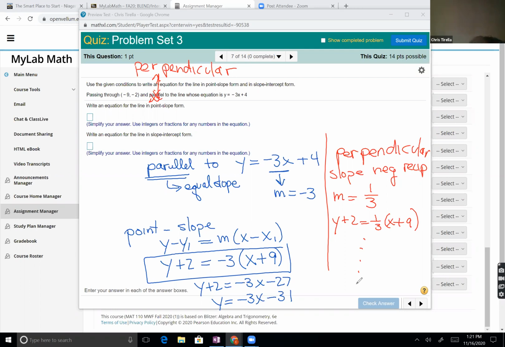Is everybody comfortable with both finding a parallel line and also a perpendicular? Again, on the test, these questions are kind of pooled, so some of you might get parallel and some of you might get perpendicular. Is everybody comfortable with both? Any questions? Can I clear this?